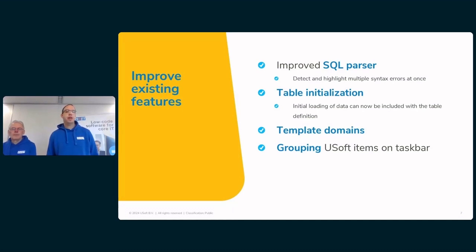And lastly, of the improving existing features chapter is the grouping of USoft items on your taskbar when using Windows. As it stands right now, these are all listed separately or grouped together based on the settings you have. In the USoft 11 release, you can now start choosing where you want to have them shown on your taskbar, making it easier to switch between the various different components of the platform when using more than one at the same time.